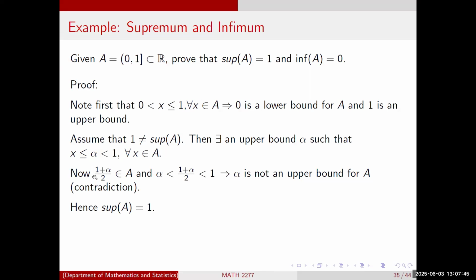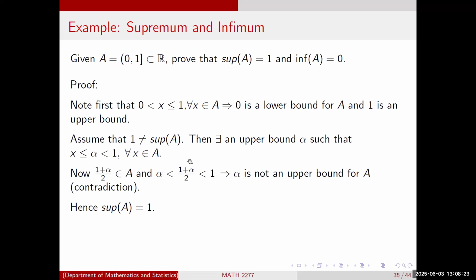So now (alpha plus 1) over 2 belongs to A, and you see it is between alpha and 1. It's just the average of these two numbers. Therefore this element belongs to the set and is bigger than the upper bound. So alpha cannot be an upper bound, but we assumed alpha was an upper bound. So that's the contradiction. Therefore, what I assumed to begin with is false. 1 is the supremum.